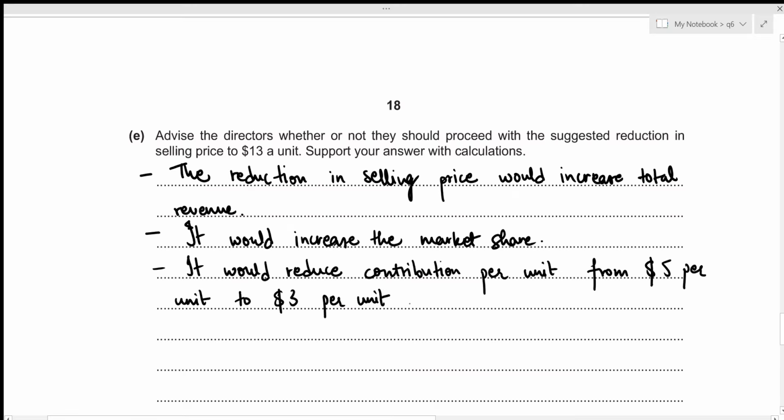But we can see that there is still a positive contribution, right? So it would still make a positive contribution.